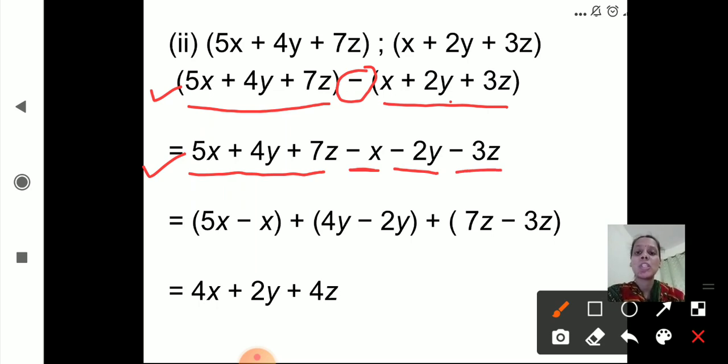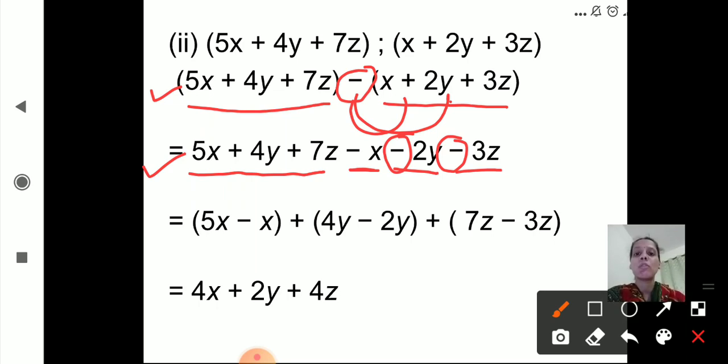Why will the signs change? Because outside the bracket there is a minus sign. So minus plus is what? Minus plus is minus, as you can see here. Again this minus plus is minus, so we have written a minus sign here. Hope you are clear with this. Now what is the next step we will do?